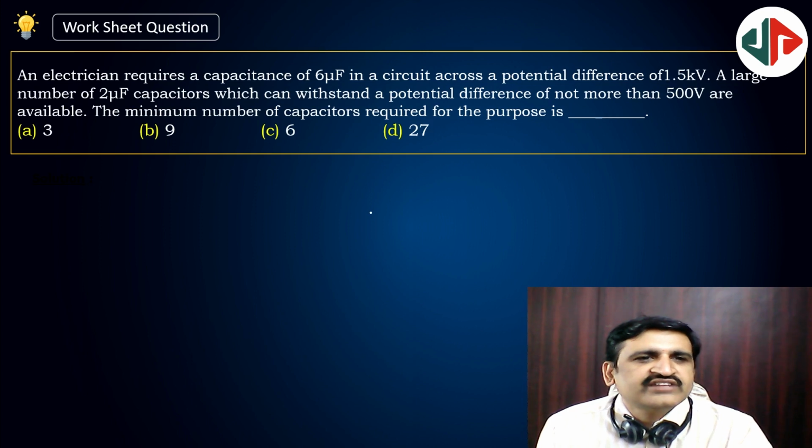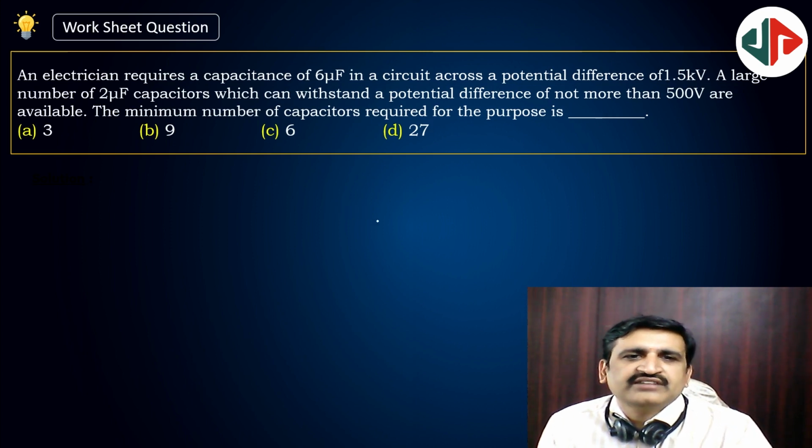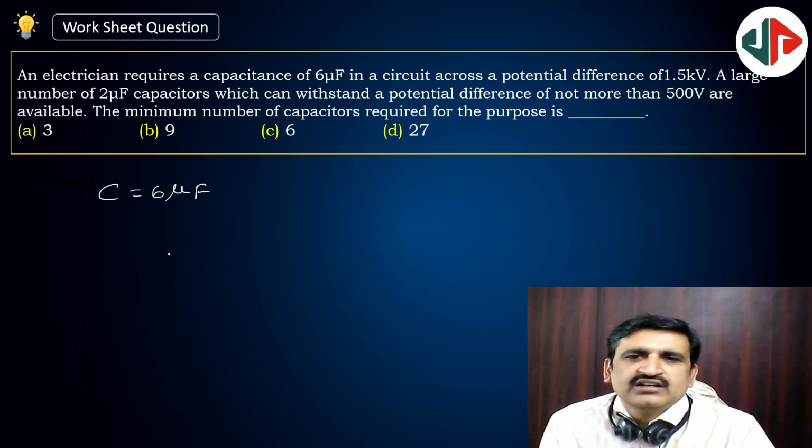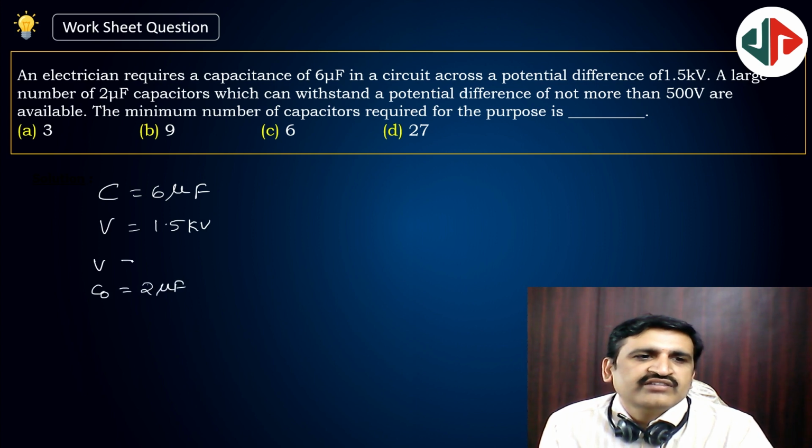An electrician requires a capacitance of 6 microfarad, with a potential difference of 1.5 kilovolt, and a large number of 2 microfarad capacitors are available. Each capacitor C0 of 2 microfarad can withstand a potential difference of not more than 500 volt. Then what is the minimum number of capacitors required?